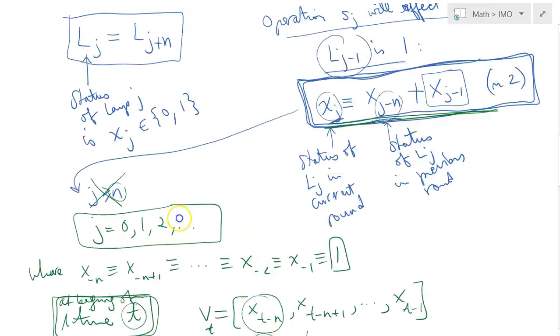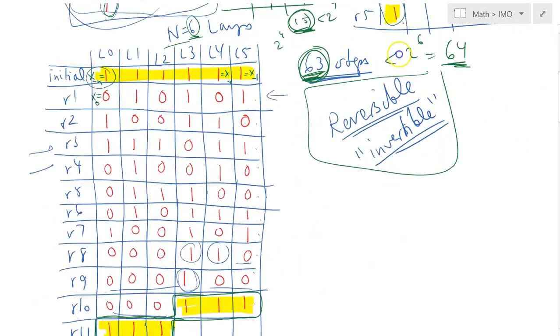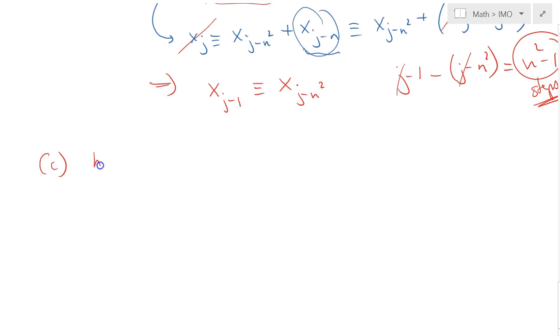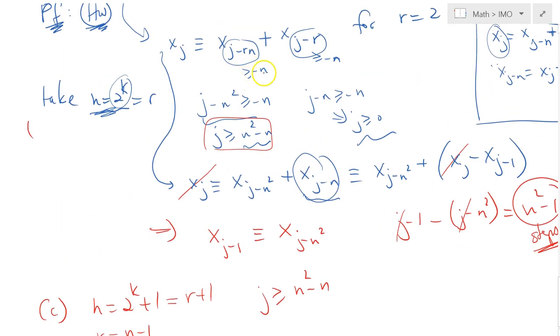So finally, it's already time, part C. What happens if n is 2k plus 1? We do the same trick. So all we do is n is equal to 2 to the k plus 1, but 2 to the k is r, because it's r, we can just pick r is equal to n minus 1, right? And when we plug it into this, 2 to the k is r, so therefore r plus 1, right? So we still have j is greater than or equal to n squared minus, no. J minus r is greater than or equal to minus n.